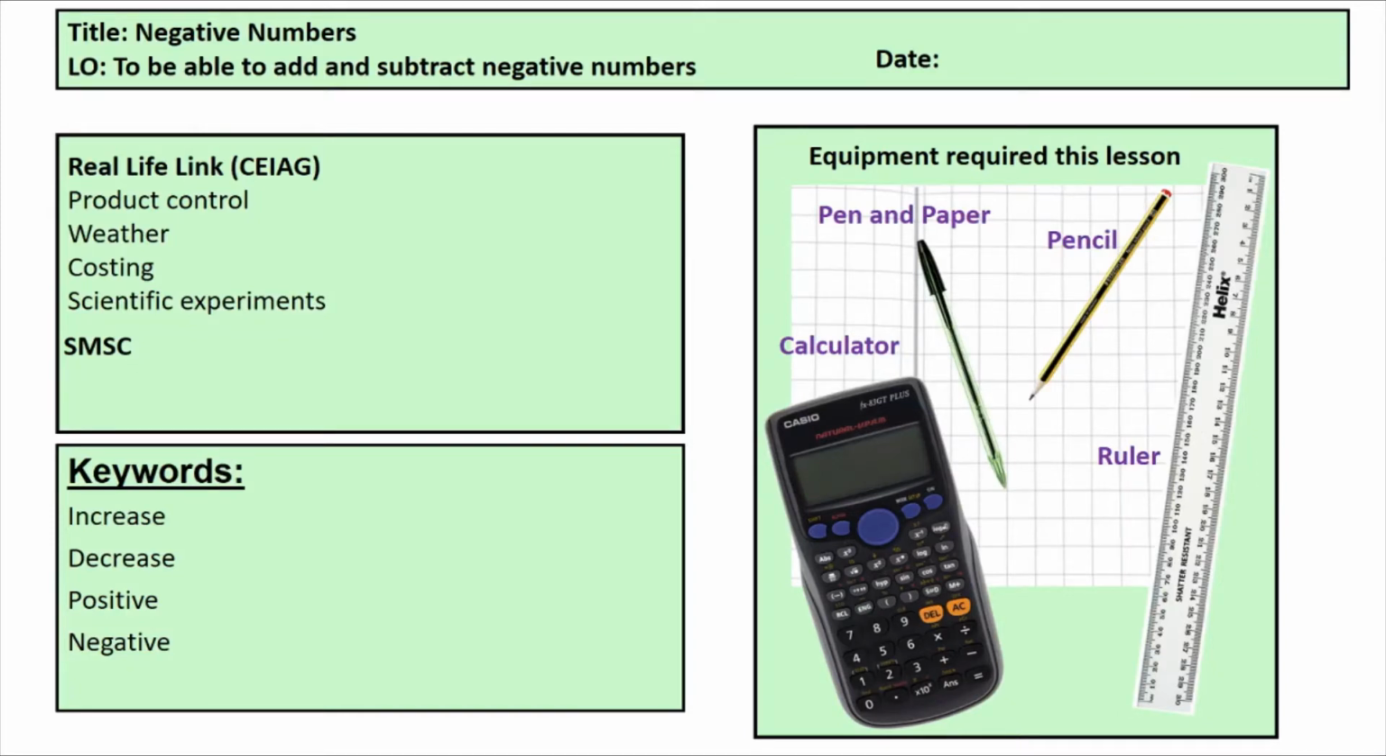Today we'll be able to add and subtract negative numbers. The real life link would be things such as the temperature, when you're reading a thermometer, the weather, and etc. As for the keywords, positive, negative, minus, and so on. The equipment required is shown as follows.